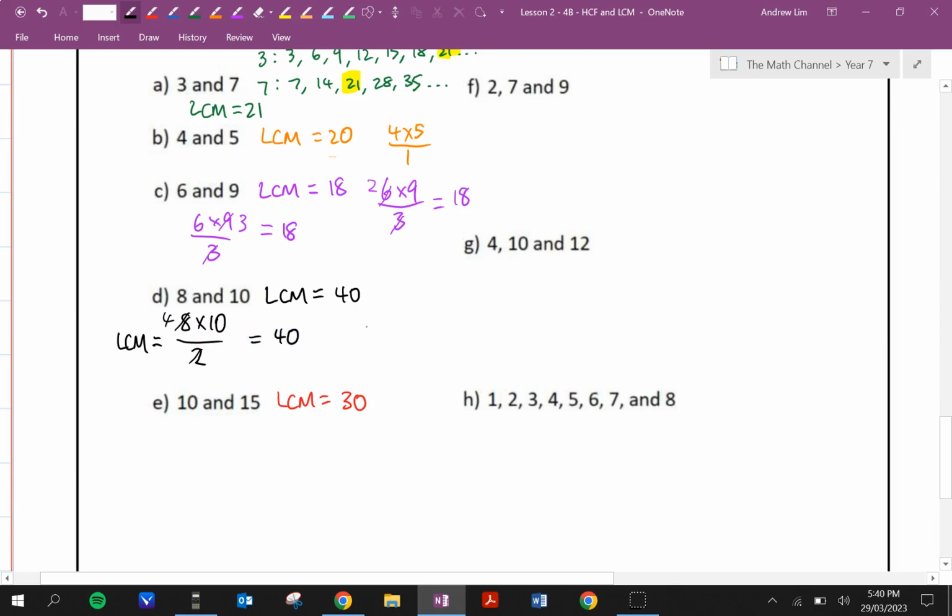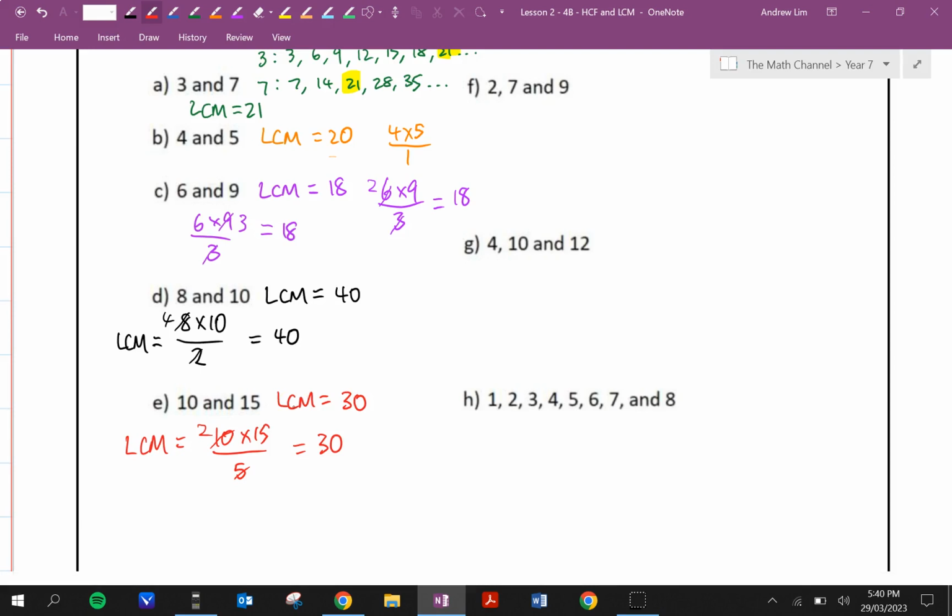Okay. Lowest common multiple, 10 and 15. 10 times 15. Well, they're both divisible by 5. Well, 10 divided by 5 is 2. 2 times 15 is 30. And we can see here that 30 divided by 10 is 3. 30 divided by 15 is 2. So 30 is the lowest common multiple.